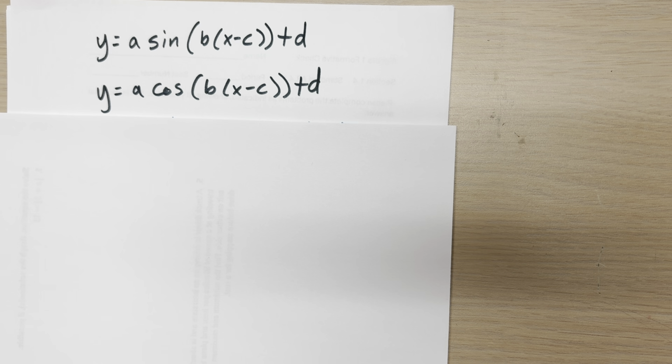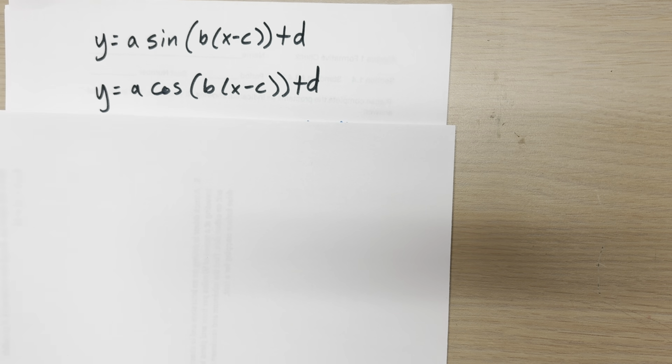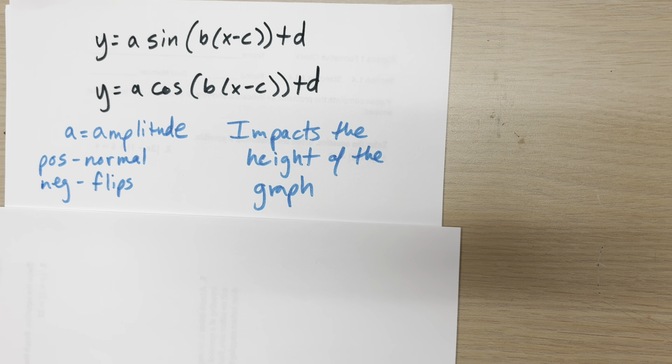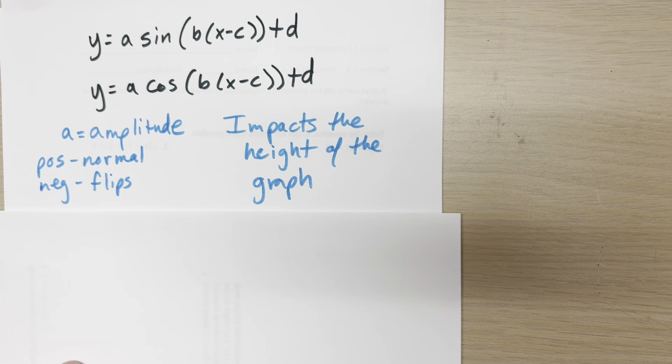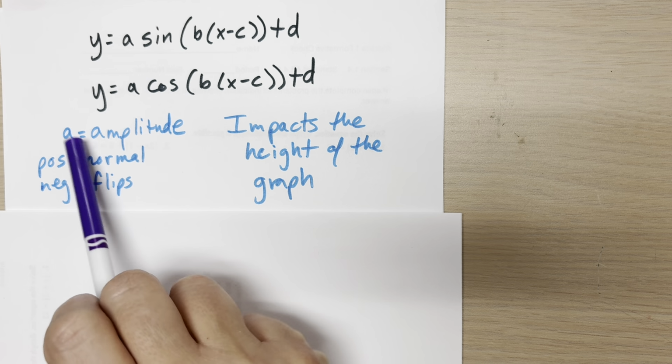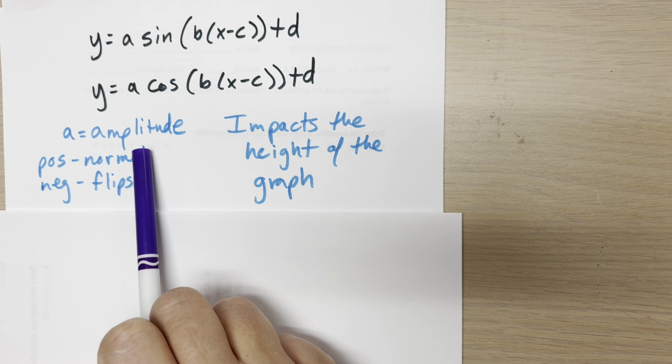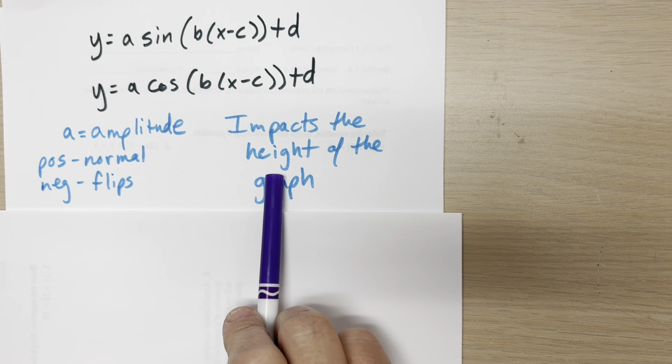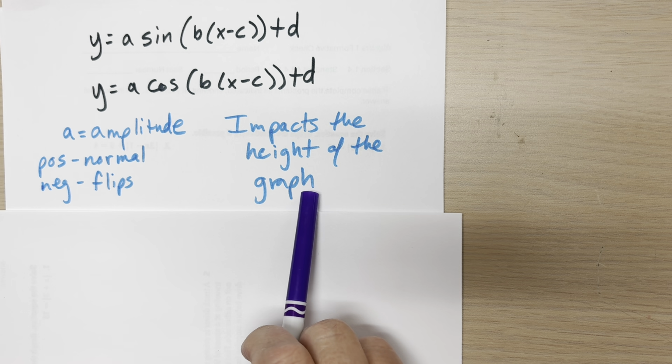In this video, we are going to start exploring sinusoidal transformations, and we're going to be talking about the different parameters and how they impact how the graph looks. So we're going to start with A in our general form here. If you've got a number out front, that's going to impact the amplitude. Remember, amplitude is the height of the graph, and the amplitude itself, the A value, is always positive.